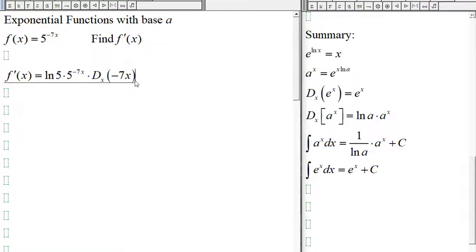And so this is equal to ln 5, and then times 5 to the negative 7x. And the derivative of negative 7x is just negative 7. And so the answer we will write as negative 7 times ln 5, and then times 5 to the negative 7x.